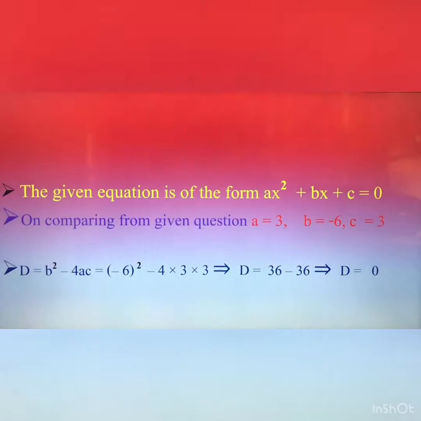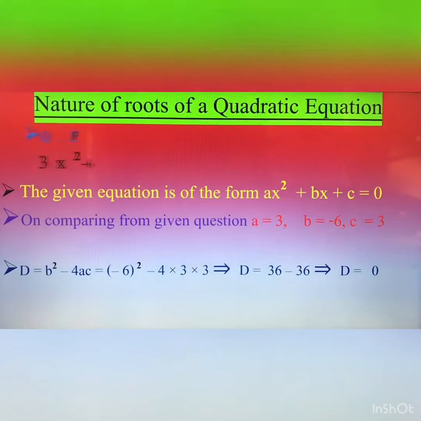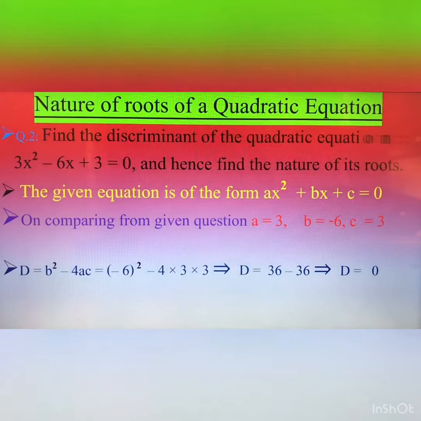Let us understand with another example. Let's find the discriminant of the quadratic equation 3x square minus 6x plus 3 equal to 0, and hence find the nature of its roots. So the given equation is of the form ax square plus bx plus c equal to 0. You compare it with this standard form: a equal to 3, b equal to minus 6, and c equal to plus 3.